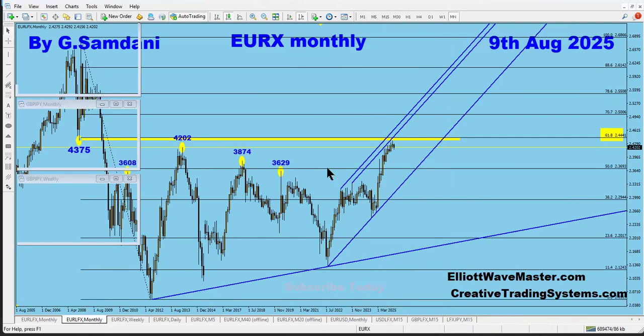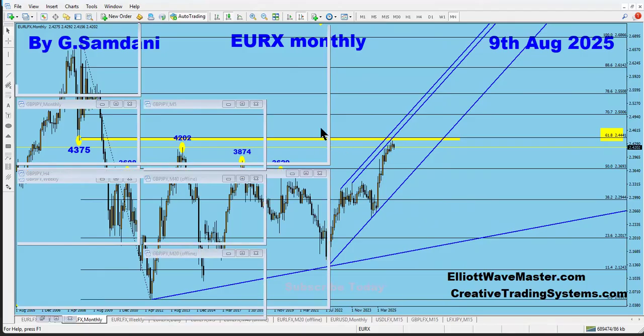GJ. Let's go take a look at the GJ, to see if GJ is in the mood to go to the upside alongside USD yen. Let's see.